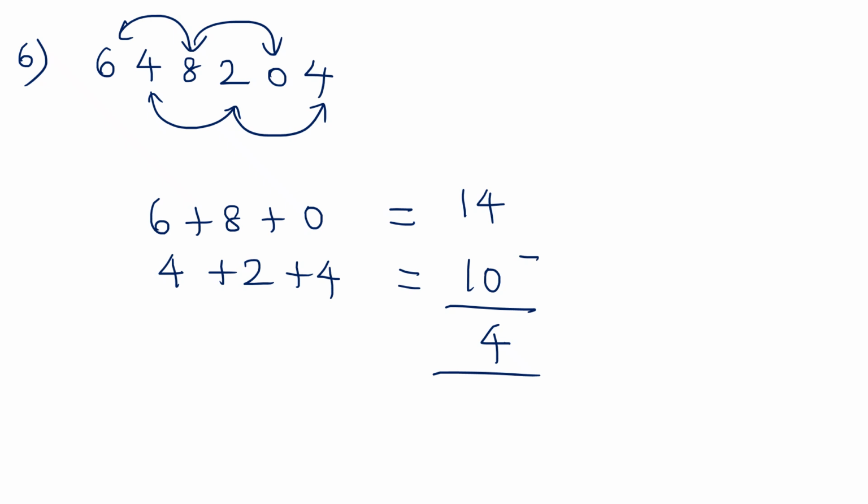So now the difference is 4, which is not either 0 or a multiple of 11. Therefore I can come to the conclusion that this number is not divisible by 11. So I hope you understood. Make sure you take the alternative numbers 6, 8 and 0, and here 4, 2 and 4. Understood? That's very important. 6 plus 8 plus 0, I'm getting 14. Then 4 plus 2 plus 4, I'll get 10. Then find out your difference.